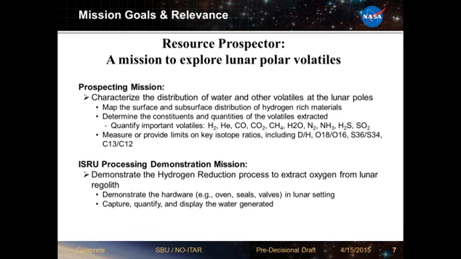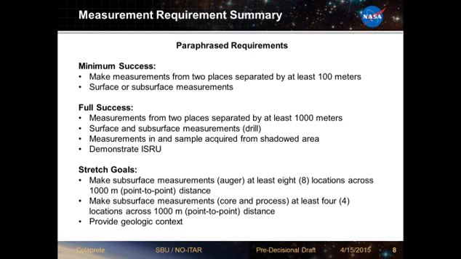These are some of the paraphrased level 2 requirements for the mission. It's been broken into both minimum and full success like most missions, but we also have stretch goals. I'm not going to get into these in any detail, but ultimately the principal goal is to prospect and make measurements at multiple locations, at a minimum separated by at least 100 meters, and for full success, of course, at least a kilometer.